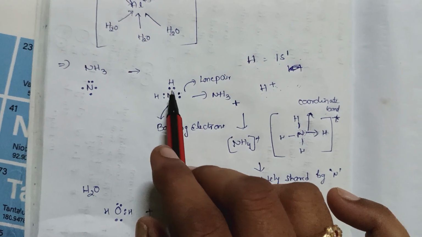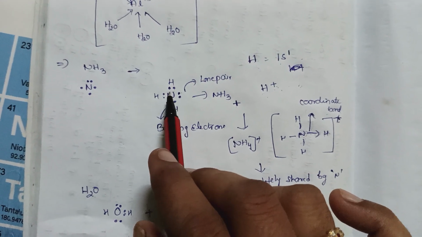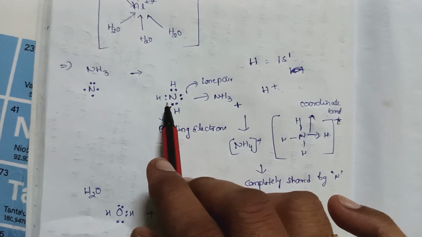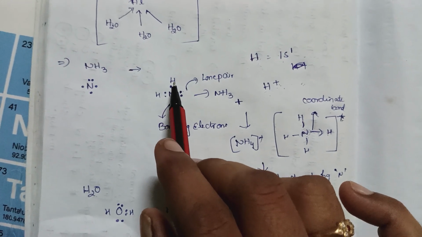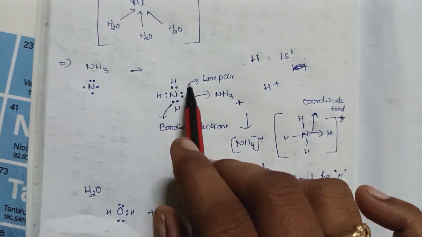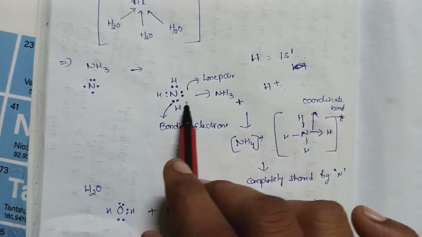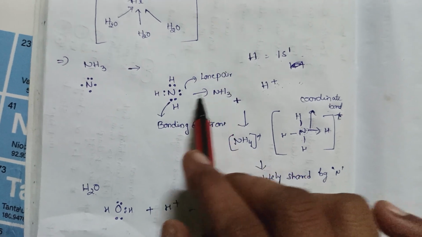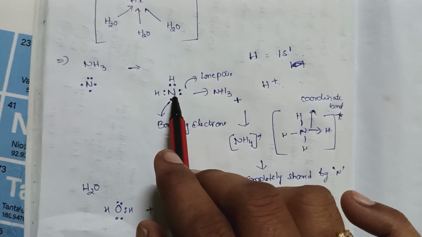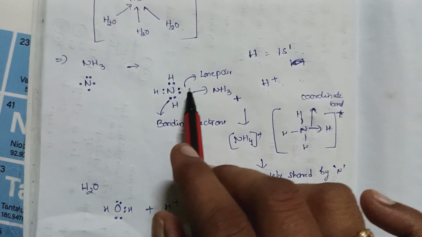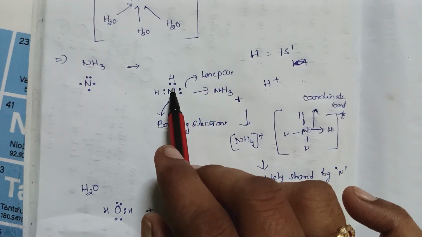Now hydrogen and nitrogen share a pair of electrons, forming a covalent bond. Now nitrogen and hydrogen both get stabilized by sharing of the electron pair. It forms NH3. Now nitrogen still has a pair of electrons present, that is a lone pair of electrons.